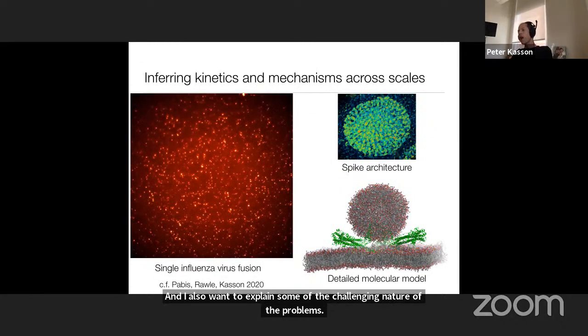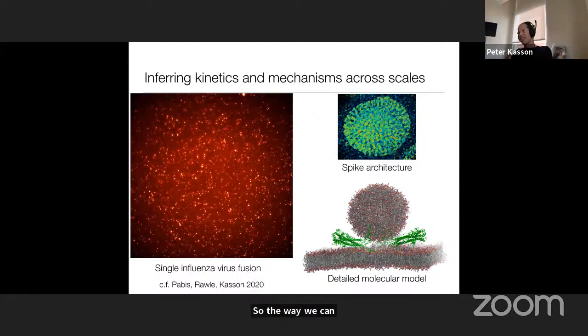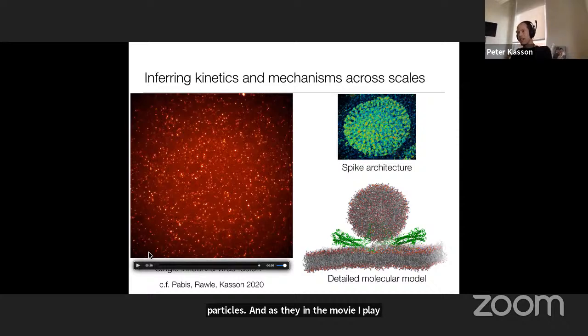So why we care about this is to try to infer kinetics and mechanism across scales. What you see on the left is a movie of the kinds of experiments we do on single virus entry. These spots are each individual influenza viral particles. And as they, in the movie I played, got brighter, those were the particles fusing and becoming infection competent to insert their genome into a cell.